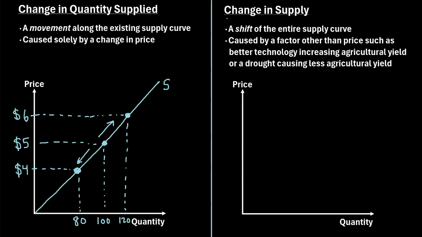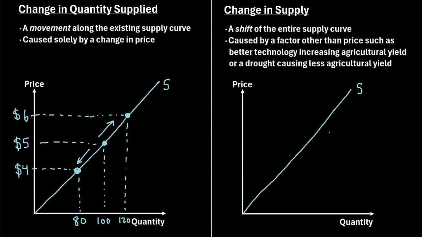Now let's consider a change in supply. This represents a shift of the entire supply curve. And this shift is caused by a factor other than price, such as better technology increasing agricultural yield, or perhaps a drought causing less agricultural yield. So again, let's consider the scenario where we have a supply curve for apples. Now imagine the scenario where better technology comes out that enables producers to increase their agricultural yield or increase the number of apples they're actually able to produce.